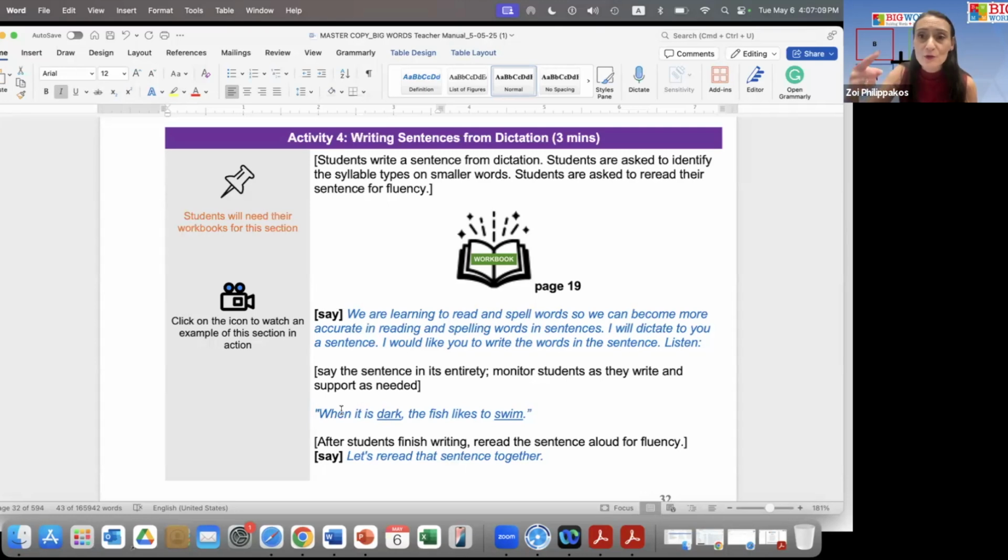I want you to notice that I am not reading a word, waiting for them to write the word, then another word, waiting for them to write the word. I read the entire sentence because the sentence carries meaning. I do this because I'm also trying to stretch them to remember more than one word when they are spelling. So that is why I'm reading the entire sentence every time, not word by word.